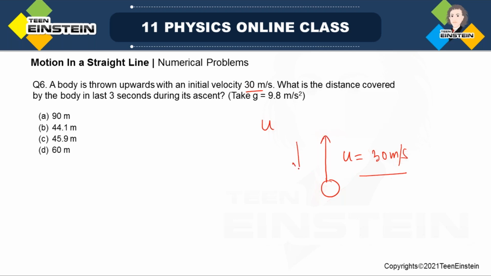And see, this is under gravity. That means g is working. The acceleration due to gravity is working in the downward direction. So this motion is under gravity. So what is the distance covered by the body in last 3 seconds during its ascent?